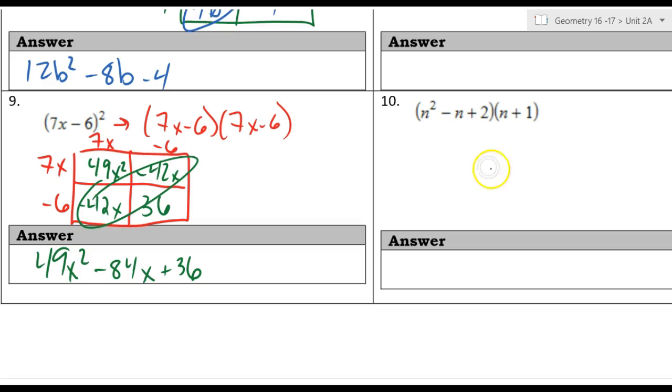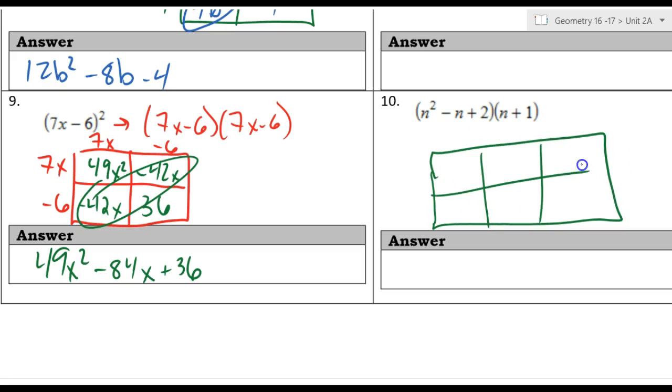Now, number 10 is very similar to the ones we've done before. When you're combining your like terms in this case, since I have a trinomial, I have to make sure I have 3 going there and 1 here, and I'm going to follow the same steps as we did in number 9.